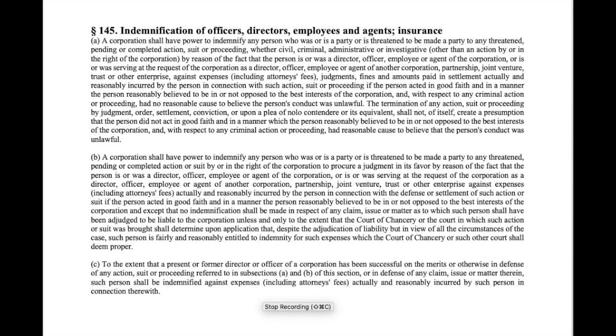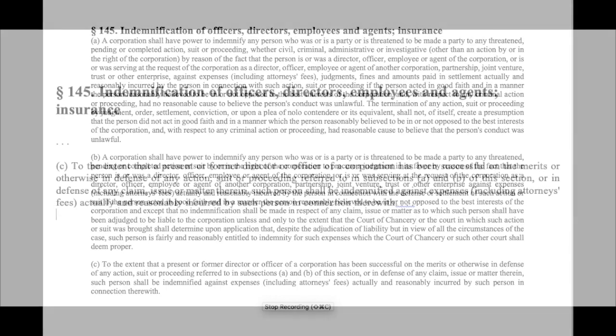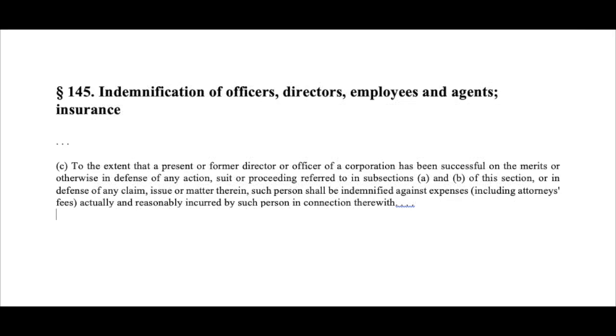All right, the final thing we need to talk about is subsection C of 145. So let's take a look at that. Okay, so 145C is again a provision that's maybe a little more complicated than it initially seems, and it does something kind of interesting. 145C says, to the extent that a present or former director or officer of a corporation has been successful on the merits or otherwise in defense of any action described in subsections A or B, then such person shall be indemnified.